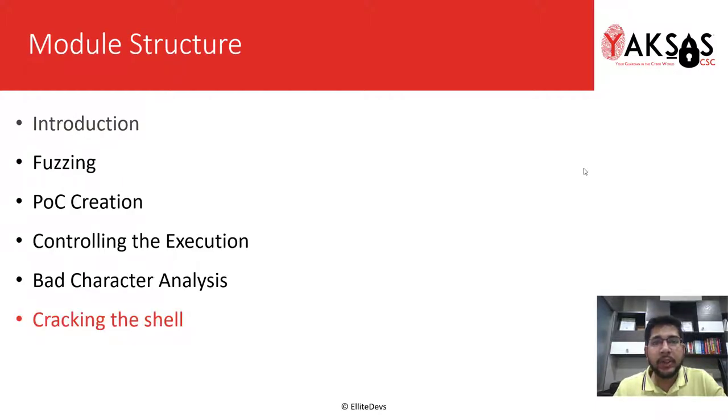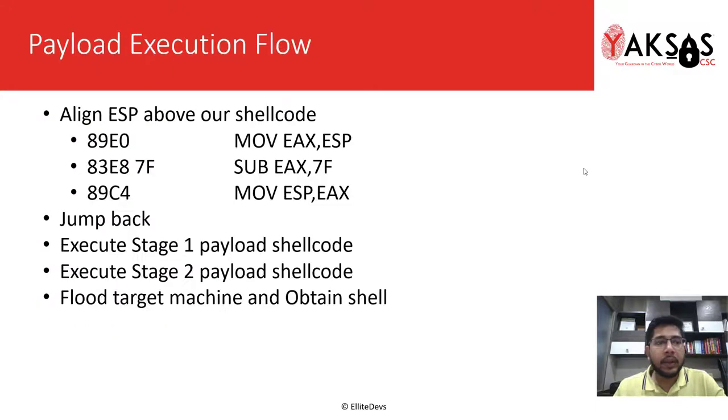This is our module structure and we are on part 6, that is cracking the shell, and I had divided this part into two subparts and we are on the second subpart. So this is the payload execution flow. We have already aligned ESP above our shellcode. We have taken a jump back and we have also added the stage 1 payload shellcode to our POC.